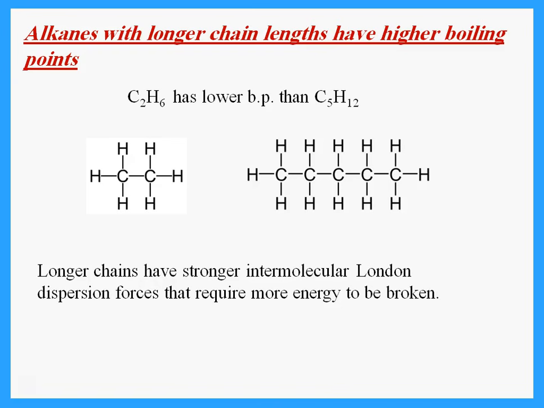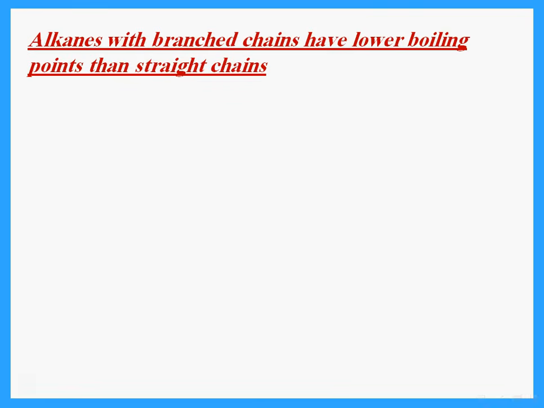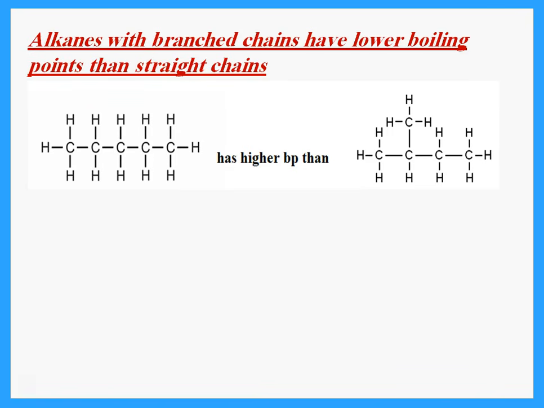That means we will have stronger London dispersion forces between the molecules, which will need more energy to be broken. Also, we said when we were talking about alkanes, that something that is branched will have a lower boiling point than something that is a straight chain. So the straight chain has a higher boiling point than a branch. Again, why is that? Remember, the only interactions between any of these is London dispersion.